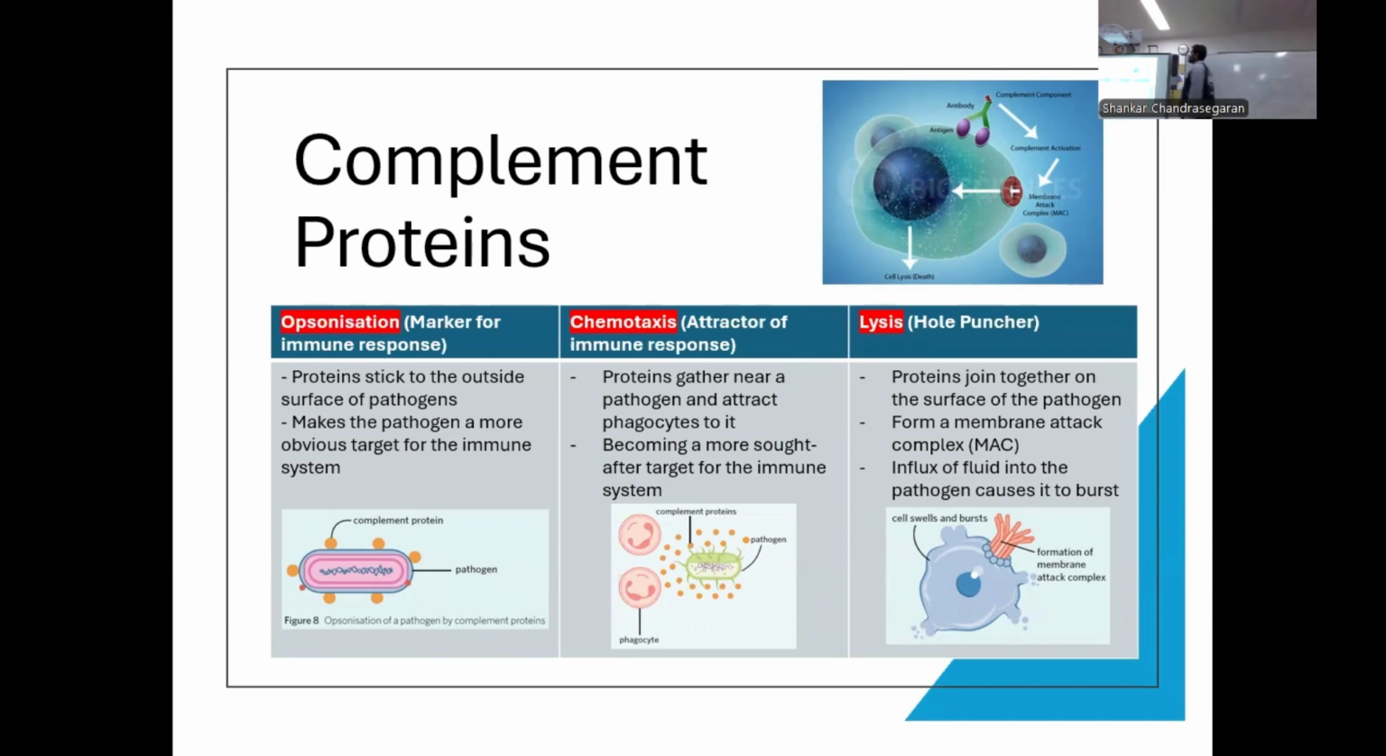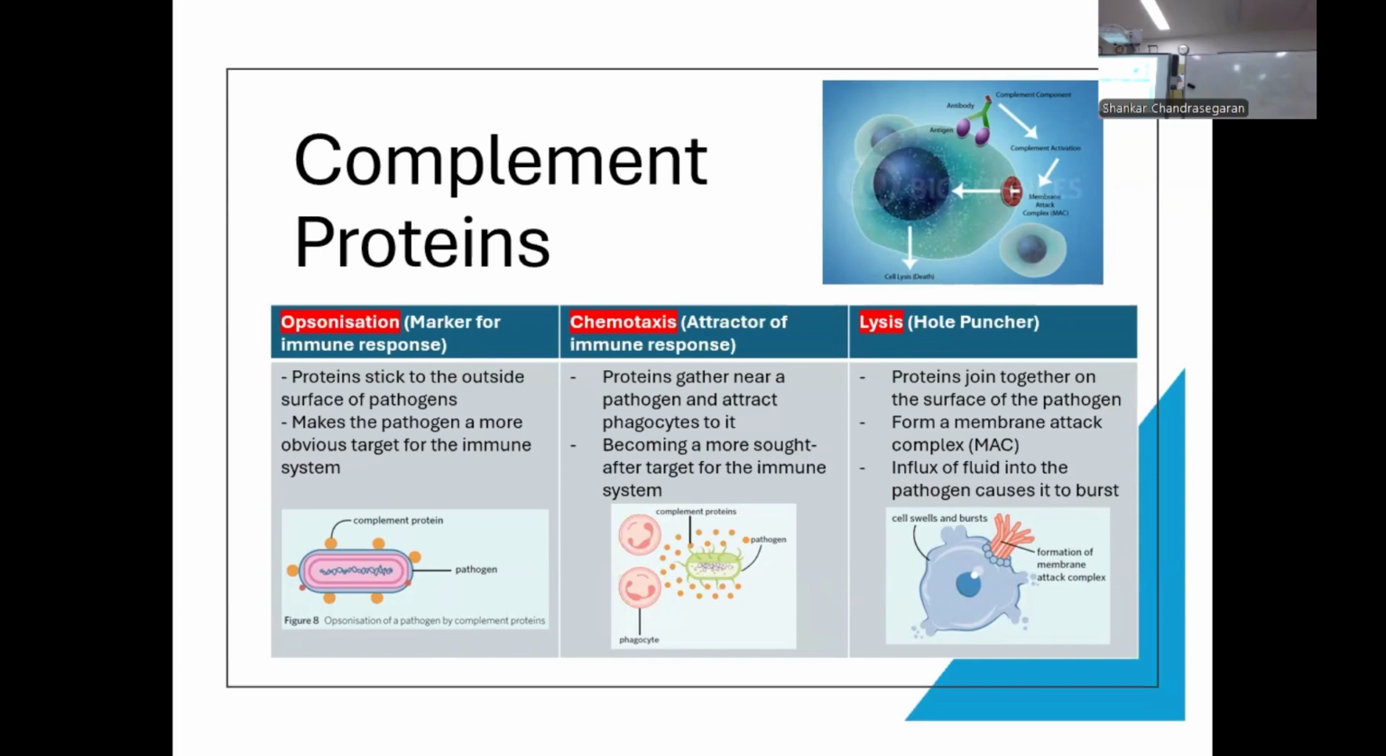So when we're thinking about a complement protein, they are basically, like I said, Lego pieces that are floating around in your blood, billions of them. And when they are triggered by a pathogen, they build into something bigger or something more useful, right? For example, when a pathogen has triggered the complement proteins, one of the things that can happen is opsonization, which is essentially marking that pathogen for your immune response.